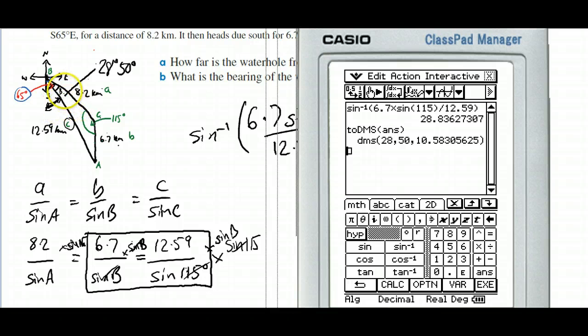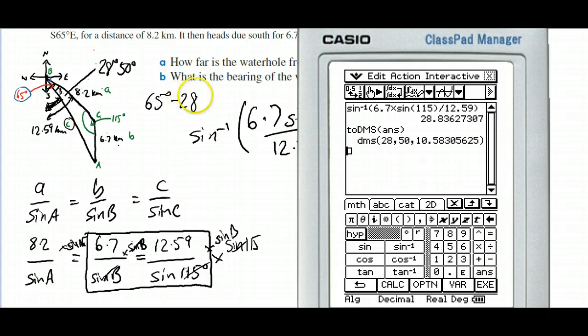And now we can do it, because we know this big angle here, the big angle that we were given at the beginning was 65 degrees from south up to this line here. And now we know the gap between that line and our actual bearing. So we just need to minus that angle B away from 65 degrees, and we'll have this angle in here, which is our bearing. So let's do 65 minus 28 degrees and 50 minutes. Let's put that into the calculator.